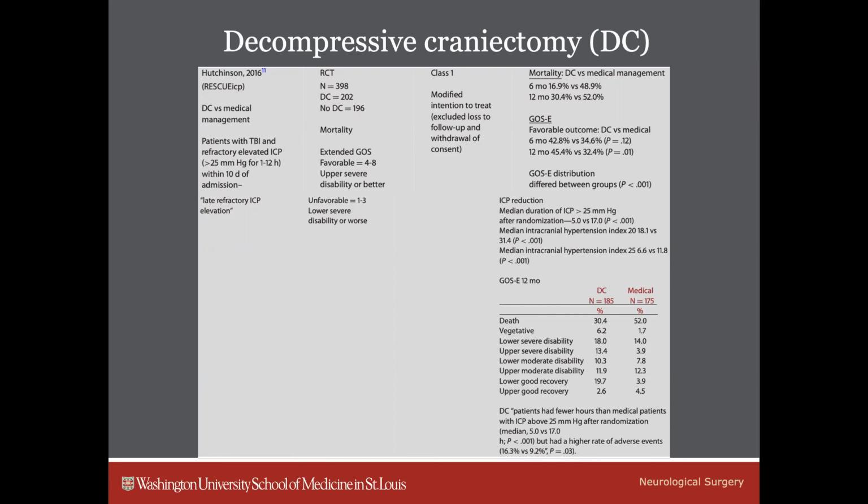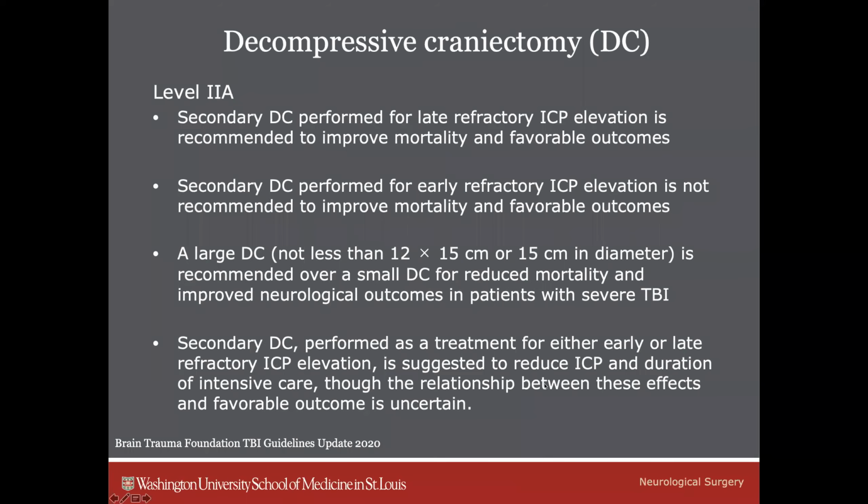And in this study, what they found is that patients who had decompressive craniectomy had less mortality at 6 months and 12 months, and also had favorable outcome as assessed by the Extended Glasgow Outcome Scale at 12 months. So based on the data from this study, the TBI guidelines were updated in 2020, and the current recommendations are that if somebody has late refractory ICP elevation, then decompressive craniectomy is recommended.